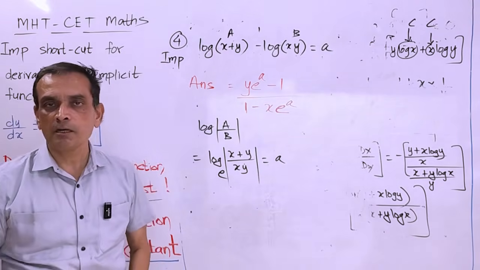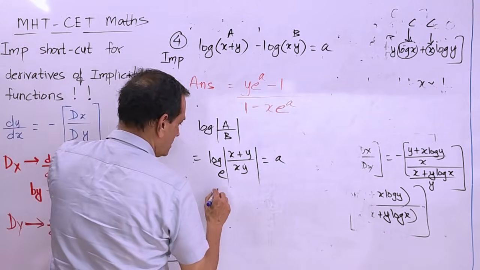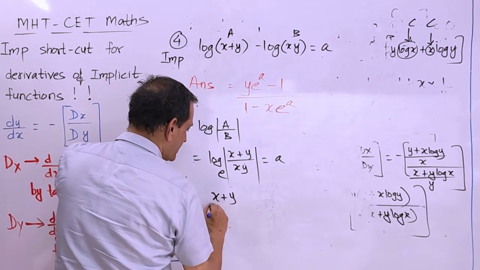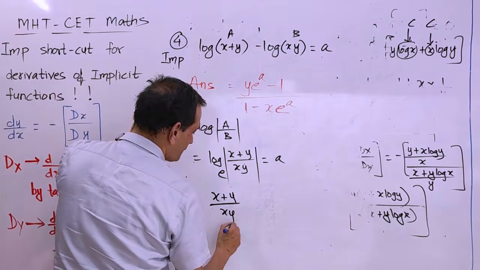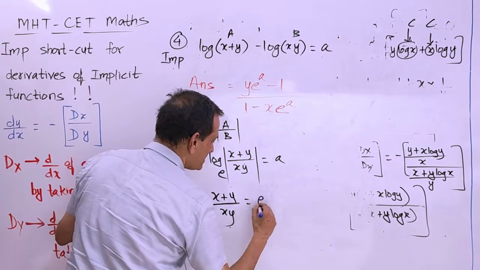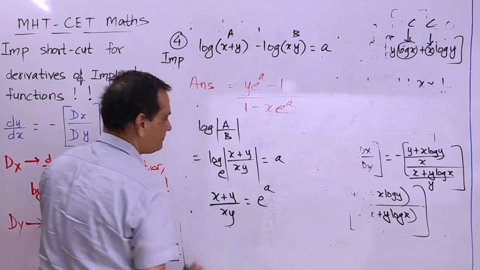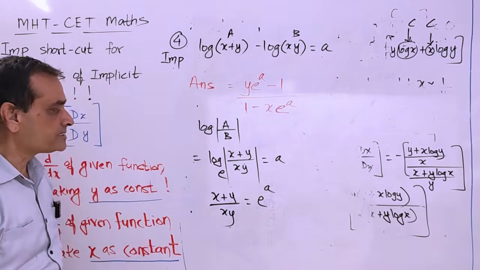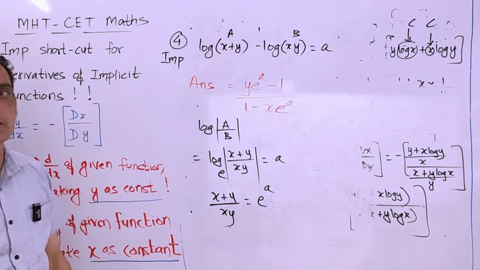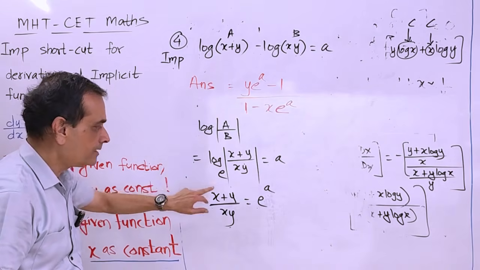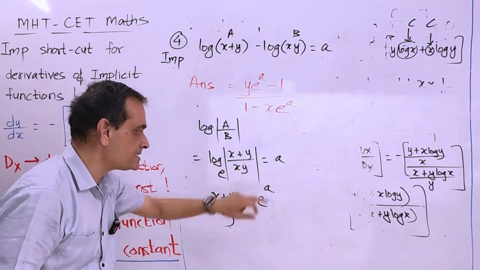3-4 days back we had seen, when you remove log, by definition of log, what do you get? x plus y upon xy. When log is removed, the base goes on the right hand side as e raised to a. Base remains as base. Don't write a raised to e. e raised to a. That is how we got e raised to a in the equation.